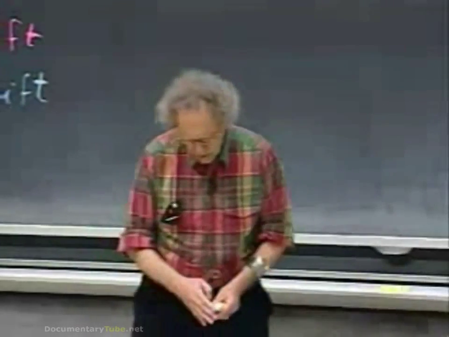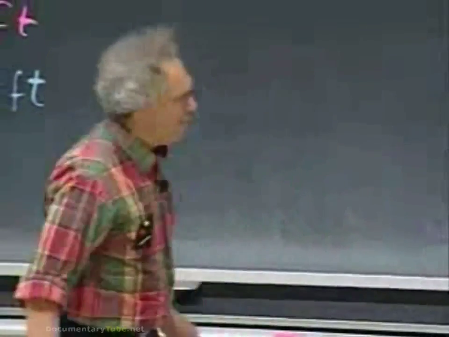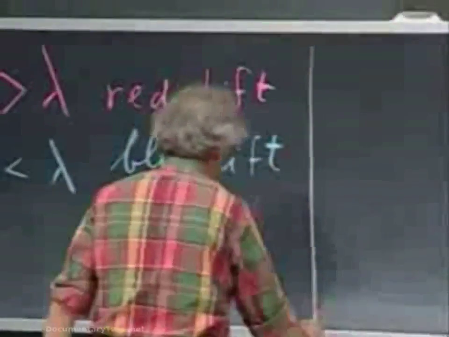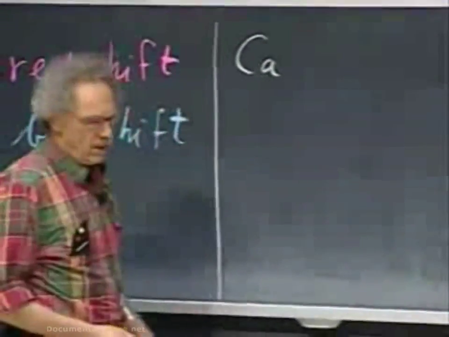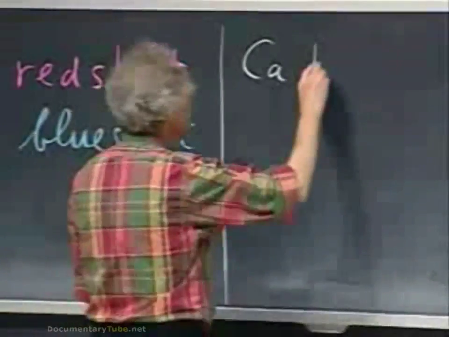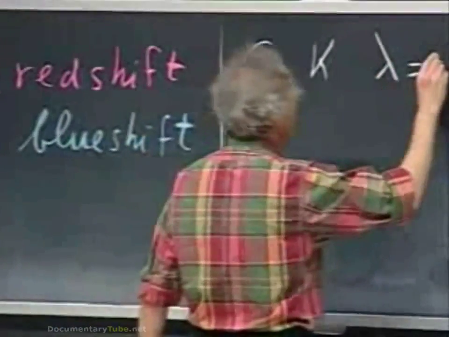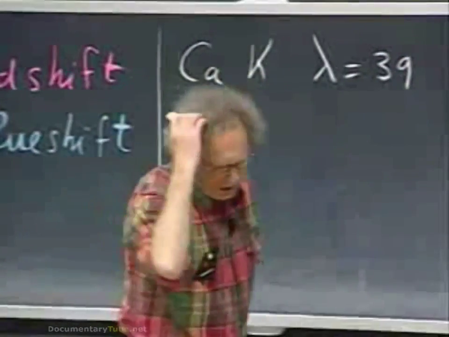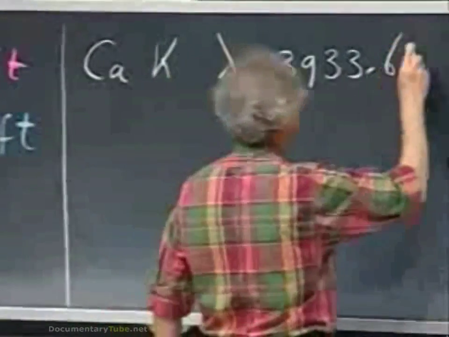I can give you a simple example. I looked up for the star Delta Leporis what the redshift is. There is a line that most stars show in their spectrum, which is due to calcium. It even has a particular name. I think it's called the calcium K line, but the name is not so important. In our own laboratory, lambda is known to a high degree of accuracy: 3933.664 angstroms.